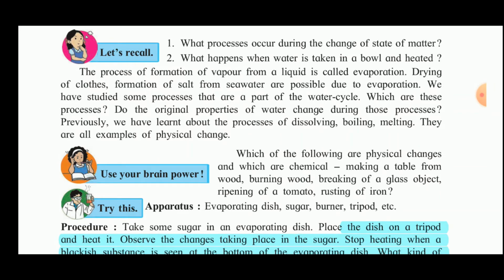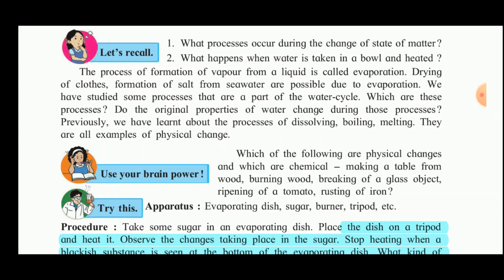Making a table from wood is a physical change because only the wood is converted into the table. There is no chemical change in it. Then burning wood is a chemical change. Breaking of a glass object is a physical change. Then ripening of the tomato is a chemical change. Rusting of iron is also a chemical change.